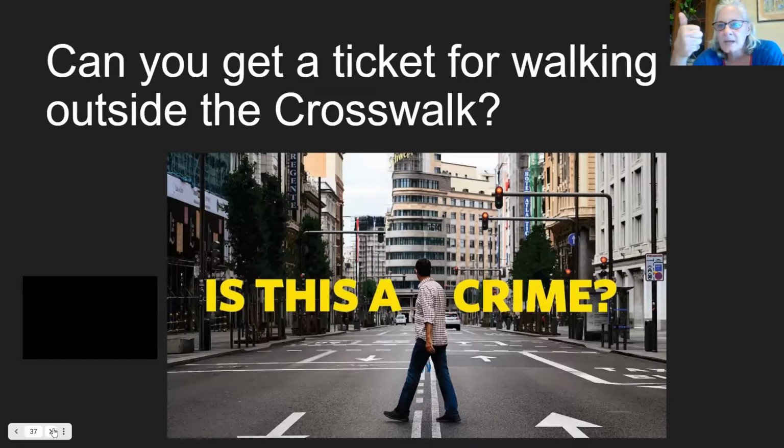Can I get a thumbs up or thumbs down? This is a check for understanding here. Can you get a ticket for walking outside the crosswalk? Give me a thumbs up or a thumbs down. So if you gave me a thumbs up, you would be correct. You can get a ticket. Police can cite you for jaywalking.